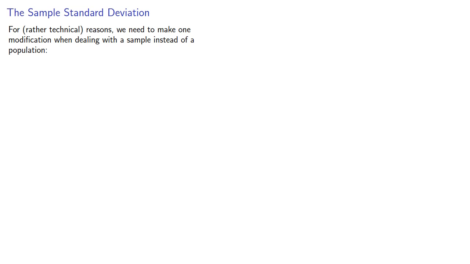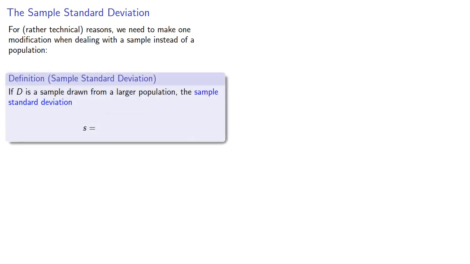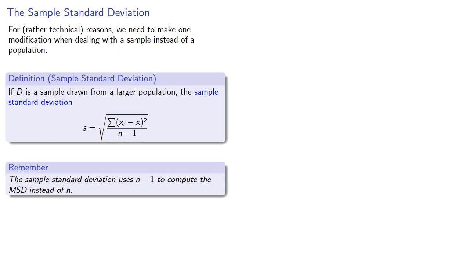Now there's one important change we have to make. For some rather technical reasons, we need to make one modification when dealing with a sample instead of a population. Unfortunately, there's no good way of writing this without introducing some notation, so here it goes. If our set D is a sample drawn from a larger population, the sample standard deviation is still going to be the square root of the sum of the squared deviations, but we're not going to be taking the mean, we'll be dividing by n minus 1. And the easiest way of remembering this rather daunting formula is just to remember that the sample standard deviation uses n minus 1 to compute the mean standard deviation instead of n.